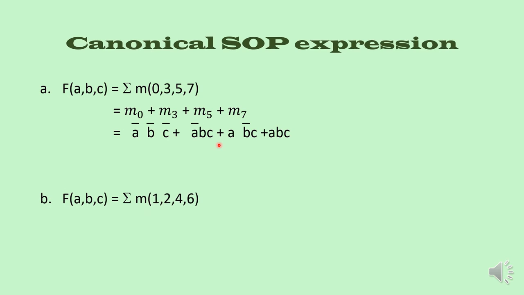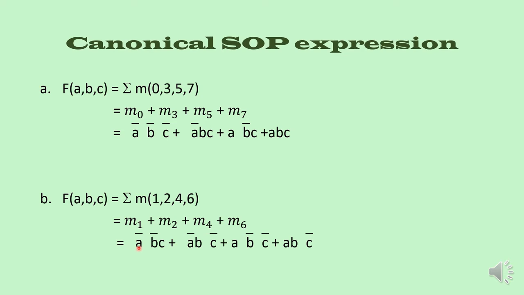The next example is f, which is a function of a, b, c, equal to summation m of 1, 2, 4 and 6. So how can we represent this? That is m1 plus m2 plus m4 plus m6. Next, decimal number 1 is represented in binary form as 0, 0, 1. So here we write a bar for 0, b bar for 0, and c for 1.